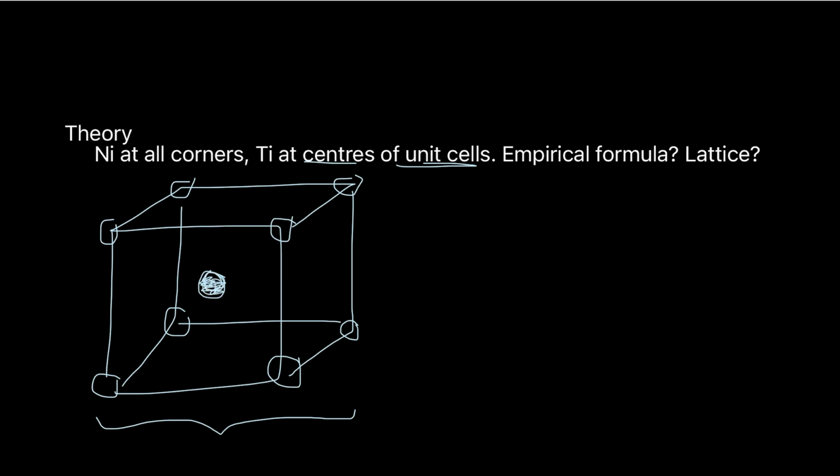We can tell that nickel is present only on every corner. It is not anywhere else. There is no nickel in the center, there's no nickel on the faces, so we can safely say that this is a simple cubic lattice structure.